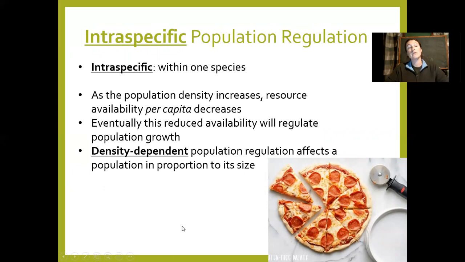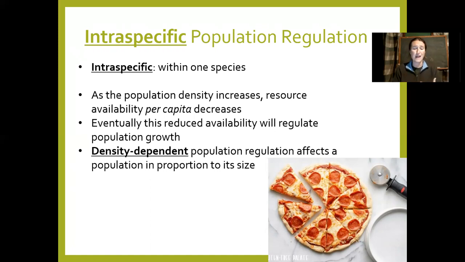What we're going to focus the most on is density-dependent regulations. All of these density-dependent factors are considered to be intra-specific, meaning inside a single population. The more individuals there are within said population, the resource availability per capita is going to decrease, just like that short clip stated.